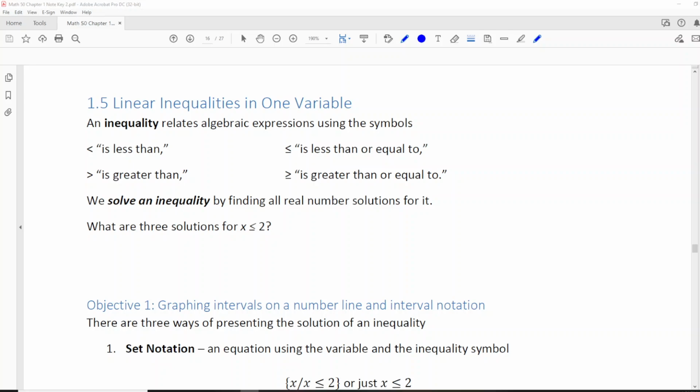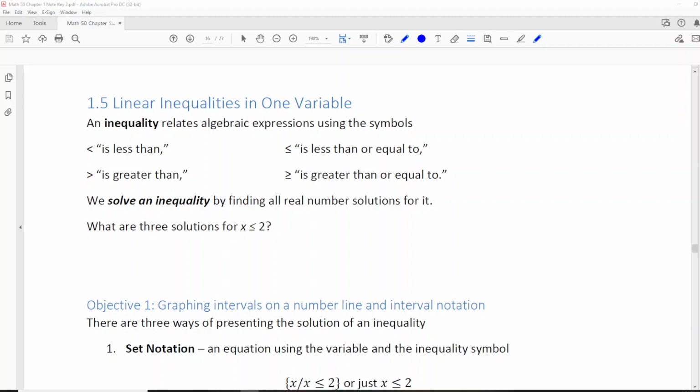So we've sort of finished up the section on linear equations in one variable. We started with solving linear equations in one variable, we moved on to solving literal formulas, and then we went to creating linear equations through word problems that we could then solve. The next part of this chapter is related to linear inequalities, still in one variable.